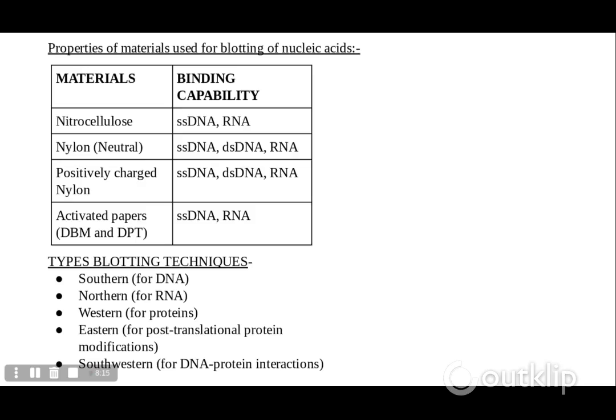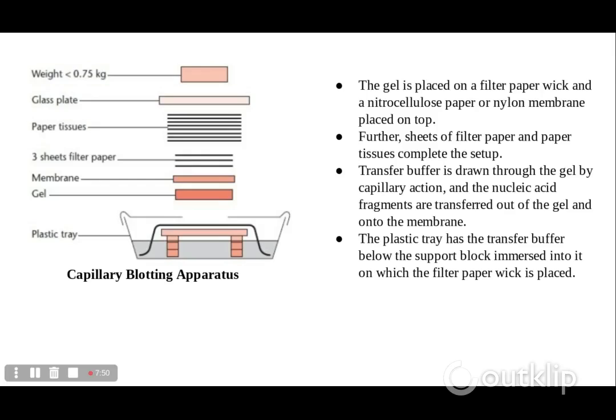Now, this is a tabular column which shows the different blotting membranes used for different nucleic acids. And the blotting techniques are of several types: Southern for DNA, Northern for RNA, Western for proteins, Eastern for post-translational protein modifications, and Southwestern for DNA-protein interactions.